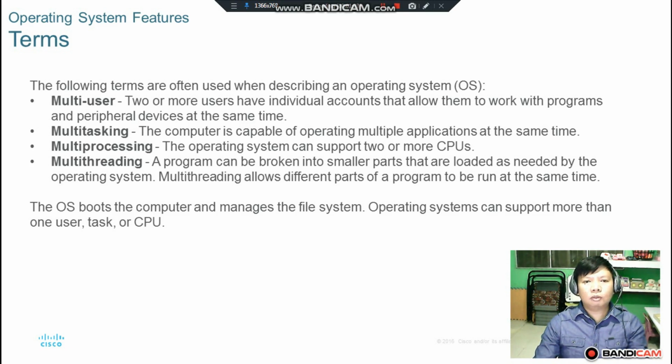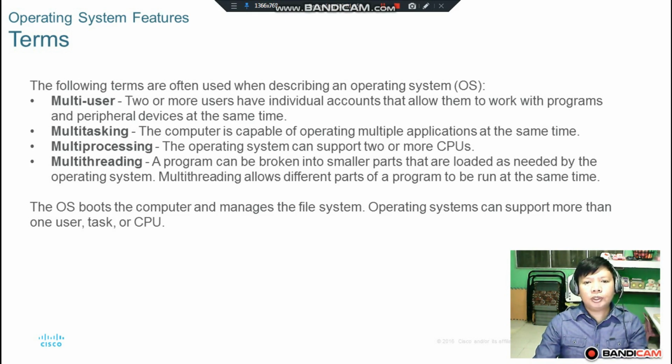Multi-user. Two or more users have individual accounts that allow them to work with programs and peripheral devices at the same time. Multitasking. The computer is capable of operating multiple applications at the same time. Multiprocessing. The operating system can support two or more CPUs. Multi-threading. A program can be broken into smaller parts that are loaded as needed by the operating system. And multi-threading allows different parts of a program to be run at the same time.